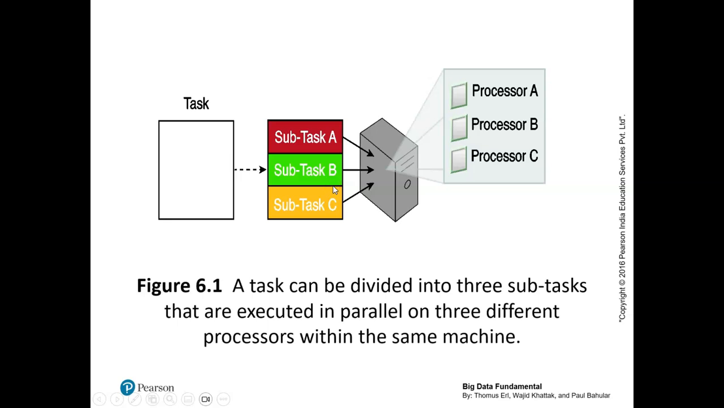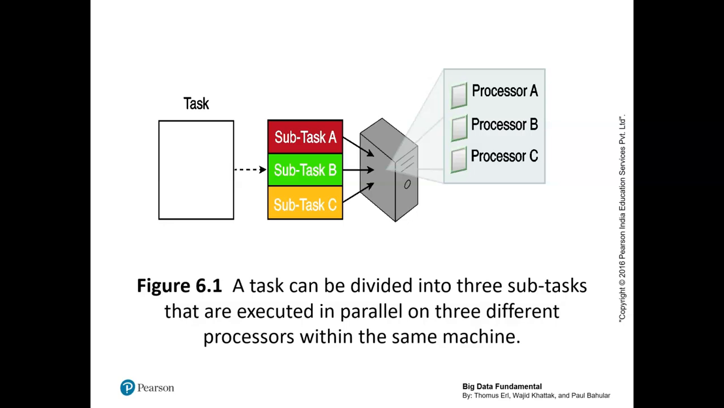Usually big data has three main problems: volume, velocity, and veracity. As volume is considered, we need to divide the different tasks with respect to the different processes. So we divide the task into three sections, A, B, and C, and assign them to three different processes, A, B, and C.